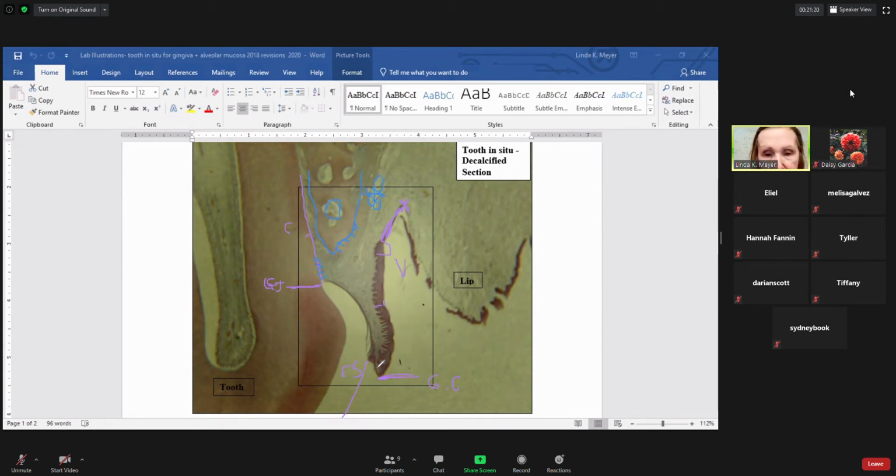And then all of the stuff that pertains to the dentogingival junction, as we're going to build on this picture and add to it, that is not on the test. So let me just clarify that.